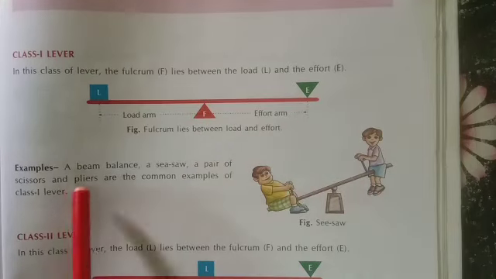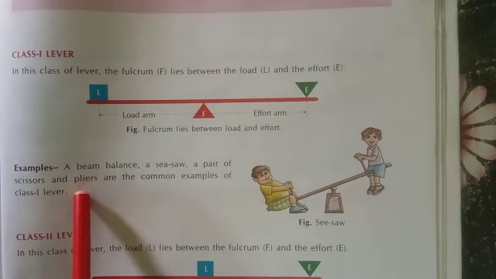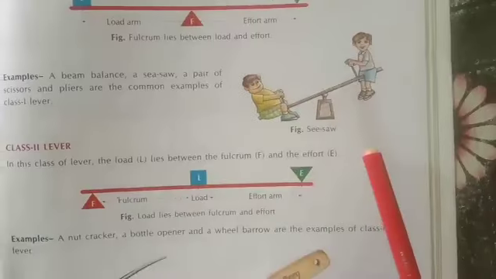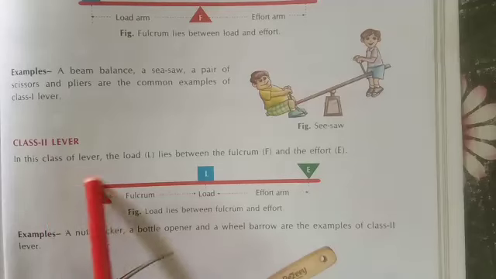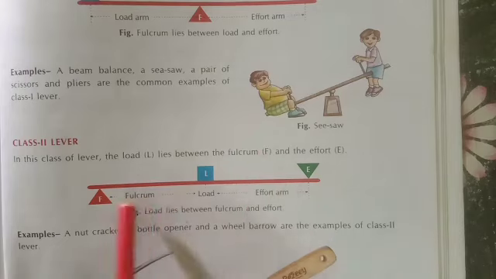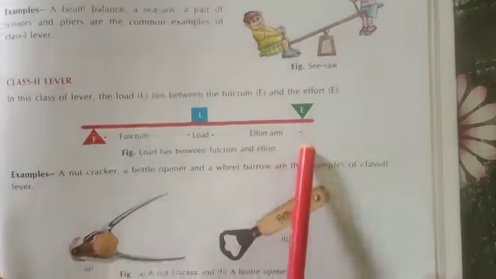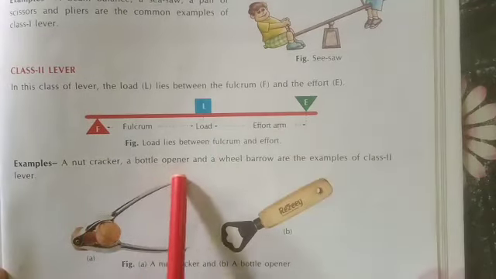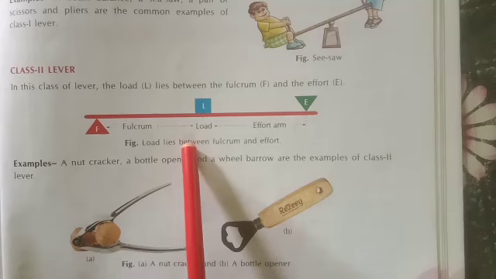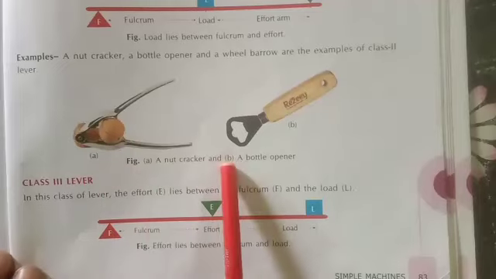For example, a beam balance, a seesaw, a pair of scissors and pliers are common examples of class 1 lever. Next, come to class 2 lever. In case of class 2 lever, the load lies between fulcrum and the effort. See, this is the fulcrum here, load is here and effort is here. For example, a nut cracker, a bottle opener and a wheelbarrow are examples of class 2 lever. Here load is in between fulcrum and effort. Load in the middle. These are the figures you have to mention.